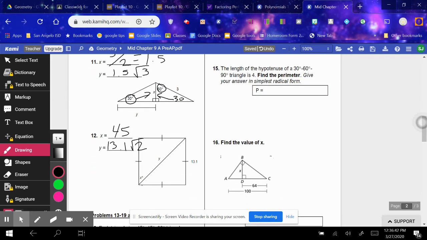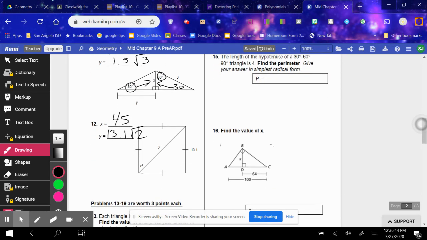All right, 15. The length of a hypotenuse of a 30, 60, 90 triangle is 4. We want to find the perimeter. Okay, so the length of a hypotenuse of a 30, 60, 90 triangle. So let's draw a 30, 60, 90 triangle. There's our 90. We'll say this one's 30 and this one's 60.